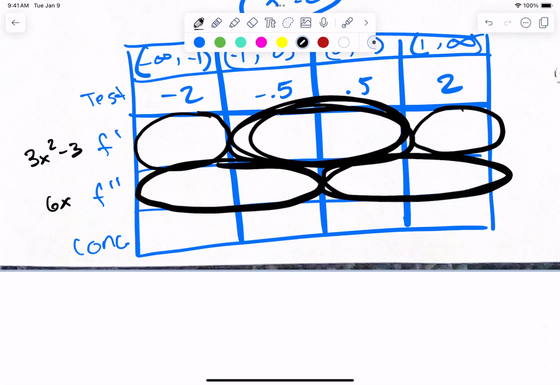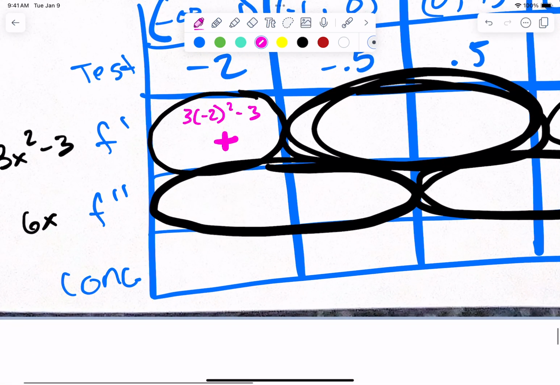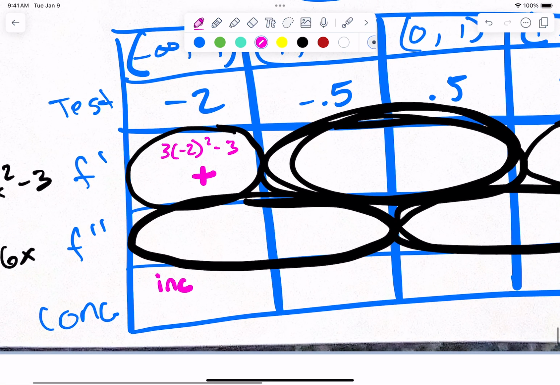That's not that bad. Okay, so if I'm plugging in negative 2, 3 times negative 2 squared minus 3, that is 9. So it's positive, which means it is increasing.